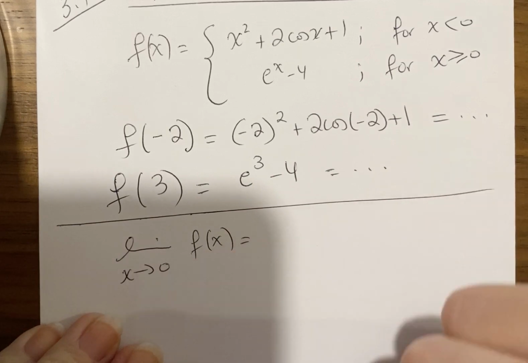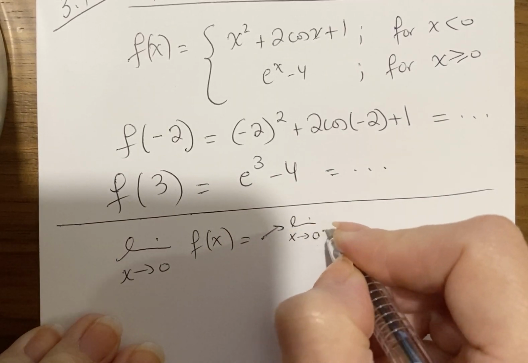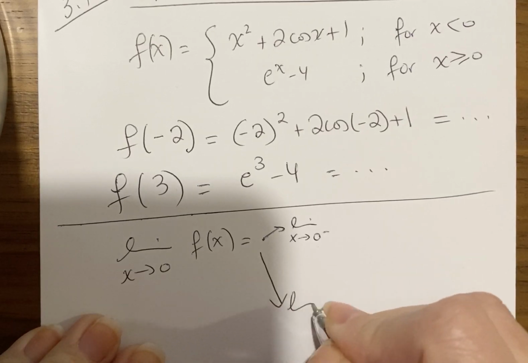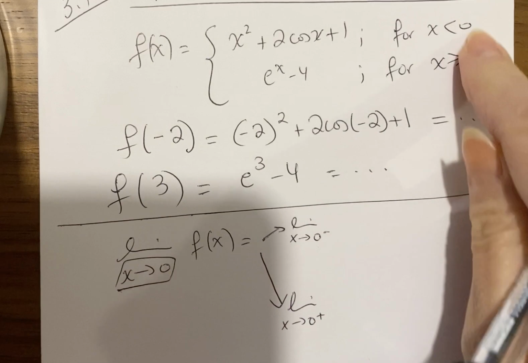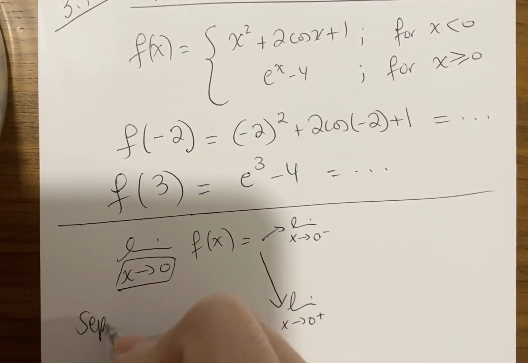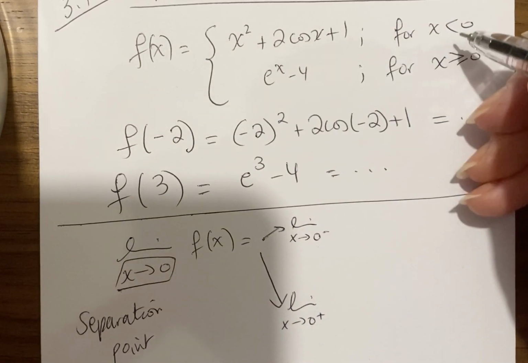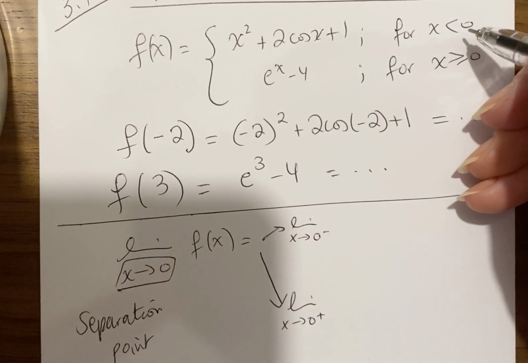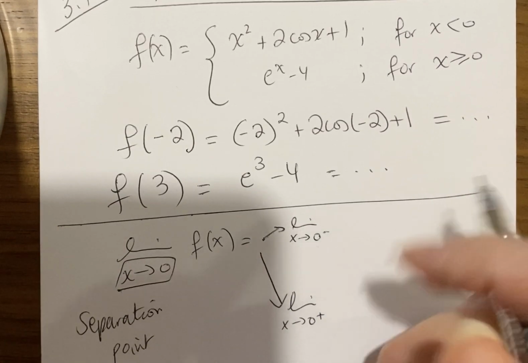This means this cannot be done in one shot. I have to do the limit at 0 minus alone and the limit at 0 plus alone, because 0 in this particular example is called the separation point. It's the point that separates the two pieces, the two branches, from each other.